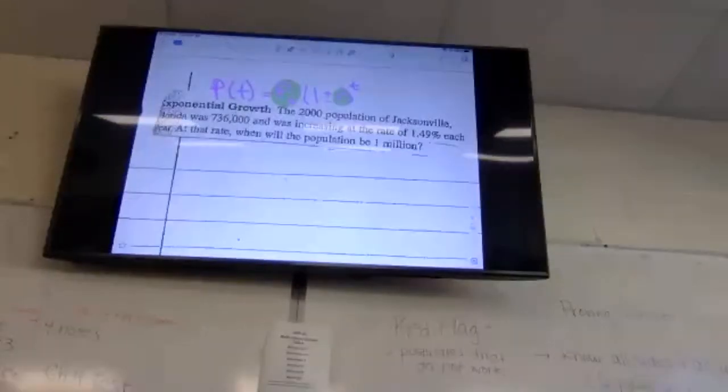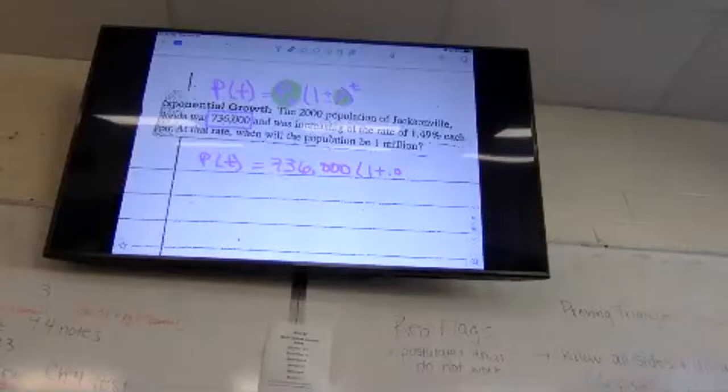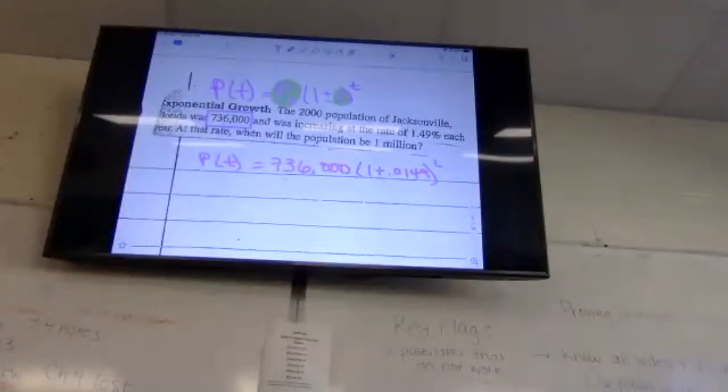So what is my initial starting point? Where did I start? Good. So in the year 2000, we started with 736,000. So that's going to go for my P sub 0. So I'm going to write P sub t just to keep my best math practice going. And it says it was increasing at a rate of 1.49. Am I going to do 1 plus the number or 1 minus that number? Plus. And then how do I make 1.49% into a decimal? Move it over 2 spots, 0.0149. Very good. And we'll keep that raised to the t. If we need to plug something in, we will. If not, we'll keep it there.